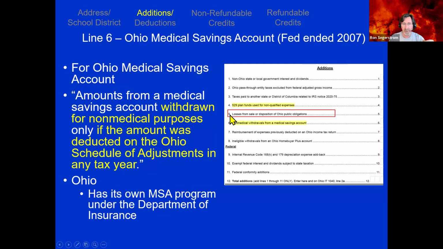And so these are, whoops. I got that little box wrong. I gotta fix that. It should be down here, right there. This is where, if you had a medical savings account amount that was used for non-medical purposes, you have to add that back, and it would go right into your additions for income.